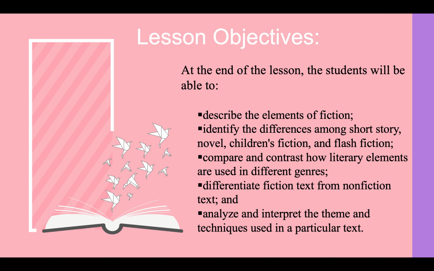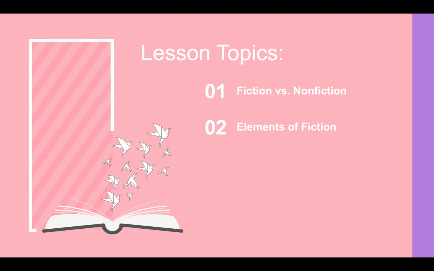The learning objectives are: describe the elements of fiction; identify the differences among short story, novel, children's fiction, and flash fiction; compare and contrast how literary elements are used in different genres; differentiate fiction text from non-fiction text; and analyze and interpret the theme and techniques used in a particular text. So the focus of this lesson is on the differences between fiction and nonfiction and elements of fiction.